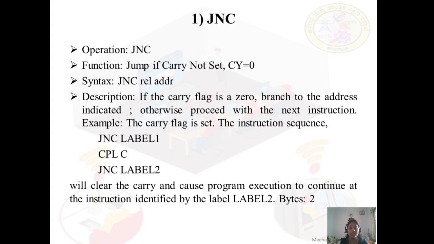If carry not set, that means your carry should be 0. It has to jump only when carry is equal to 0, else it has to continue with the program. So what is the syntax of the JNC? JNC relative address. So we have to give here JNC next, JNC label 1, label 2, like that we have to mention where it has to jump.